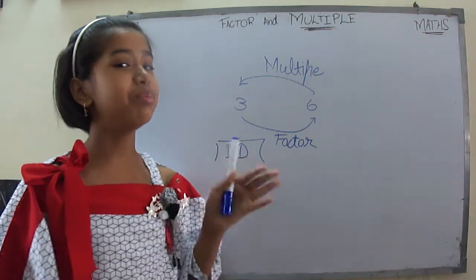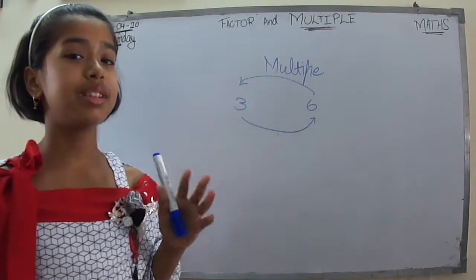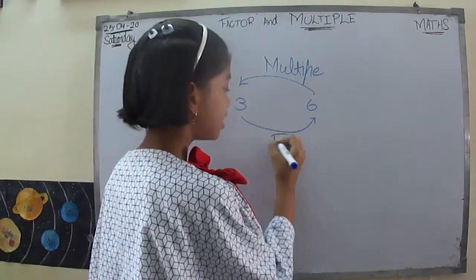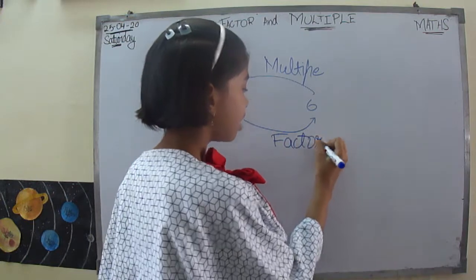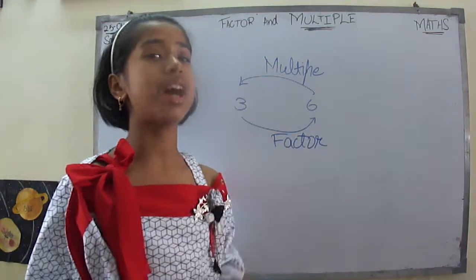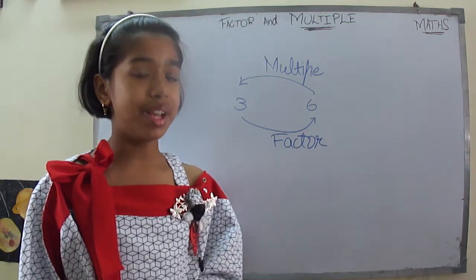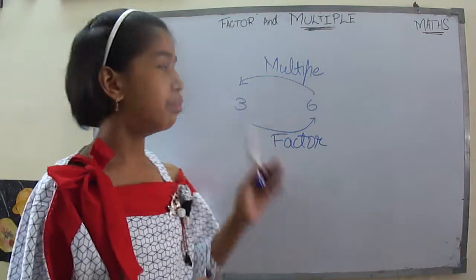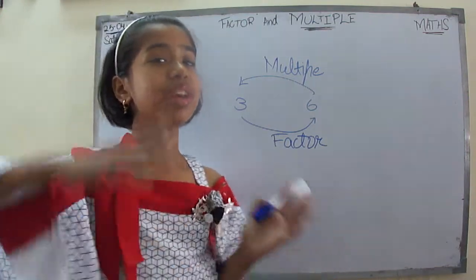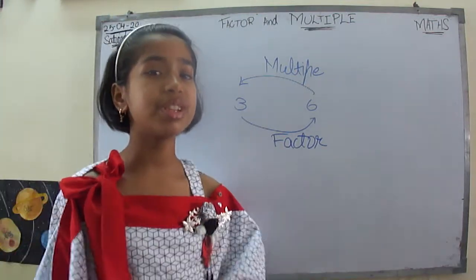So that means that always the factor is smaller than the number or equal to that number, and the multiple will be equal to or bigger than the number, and it could be more than that bigger number, because for multiples, you can take the multiplication tables also.